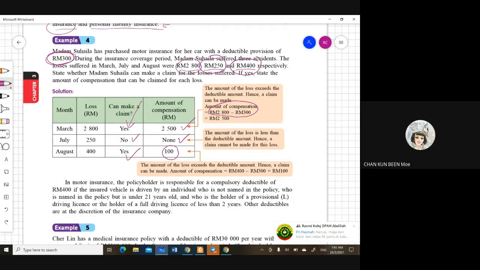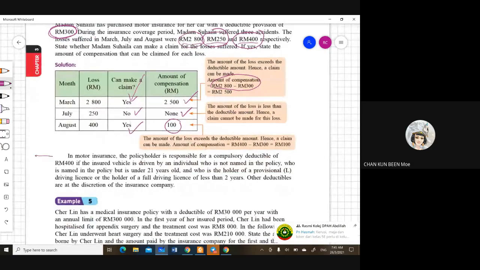Okay, this one. If you look at this part down here, in motor insurance, the policyholder is responsible for a compulsory deductible of 400 if the insured vehicle is driven by an individual who is not named in the policy, who is named in the policy but under 21 years old, who is a holder of a provisional driving license, the L license, or the holder of a full driving license of less than 2 years. Holding the driving license, but lacking experience. And then other deductibles are at the discretion of the insurance company. So this one is a fixed one.